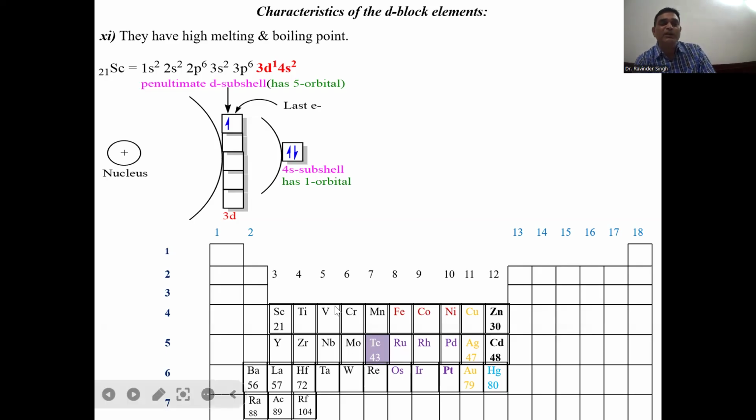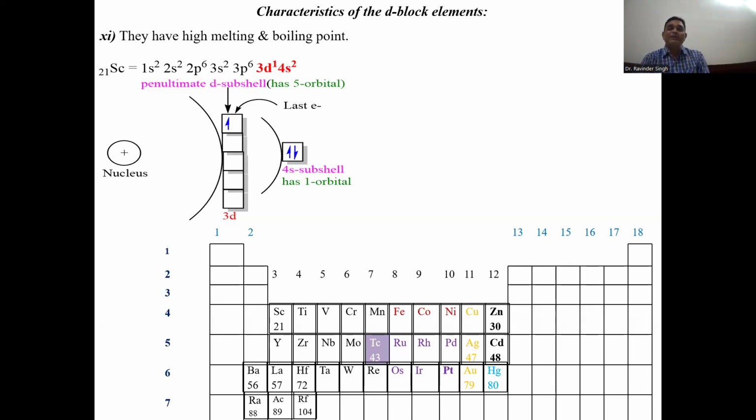The number of unpaired electrons increases up to the middle, on moving from scandium to chromium, 6 unpaired, manganese 5 unpaired electrons. Then the pairing of electrons takes place, so the number of unpaired electrons decreases. The number of intermetallic bonds, the bonds formed between metal and metal atoms, increases up to the middle because the number of unpaired electrons increases. More energy is required to break these intermetallic bonds to melt that substance, so the melting point also increases.